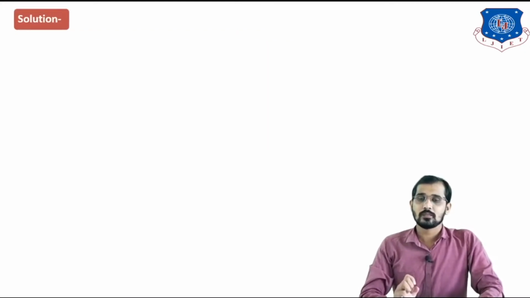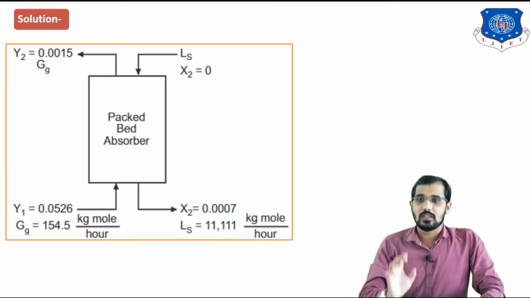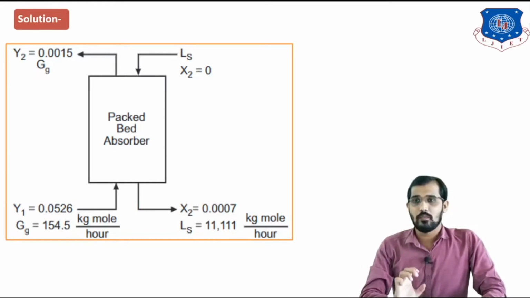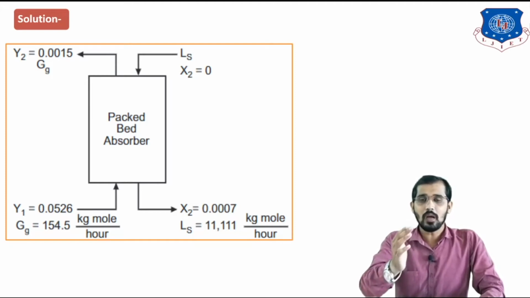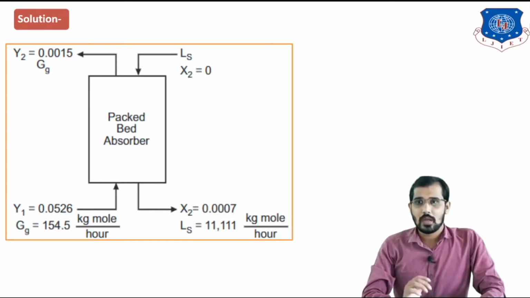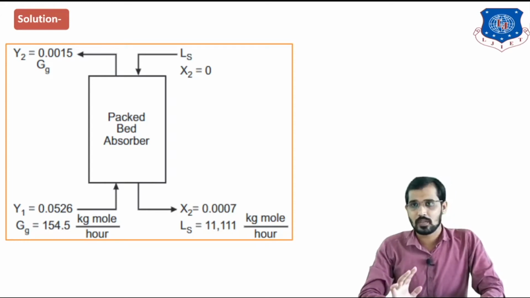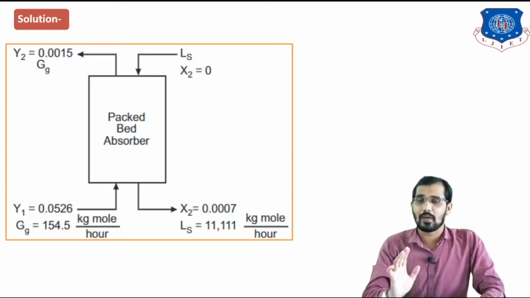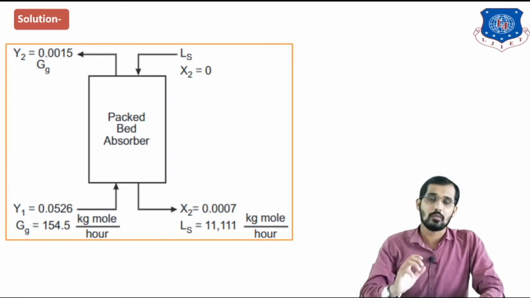You can see here, this is the figure for this question. This is the packed bed absorber, where the gaseous stream comes from the bottom section to the top section and the liquid stream comes from the upper section to the bottom section. Various flow rates and compositions are given in this figure. You can see here we have to calculate Y1, capital G, and after that X2 and LS. But how to calculate these, now we are going to see.